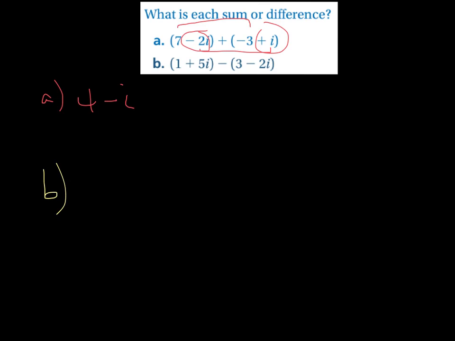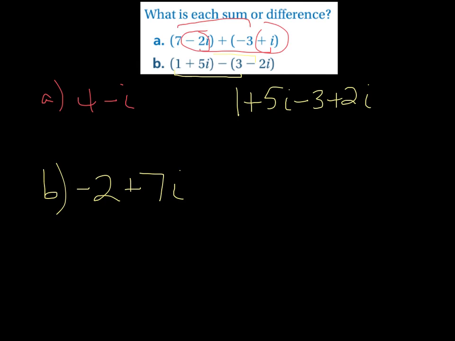Part B, I'm going to take 1 minus 3, which is going to be negative 2, and I'm going to take 5 minus negative 2, which becomes plus 7i. The other option there would be, remember, we could distribute that negative. So we'd have minus 3 and plus 2i, and then combine our like terms. 1 minus 3, 5i plus 2i, and I still get the negative 2 plus 7i. So adding and subtracting complex numbers is really nothing more than combining like terms.